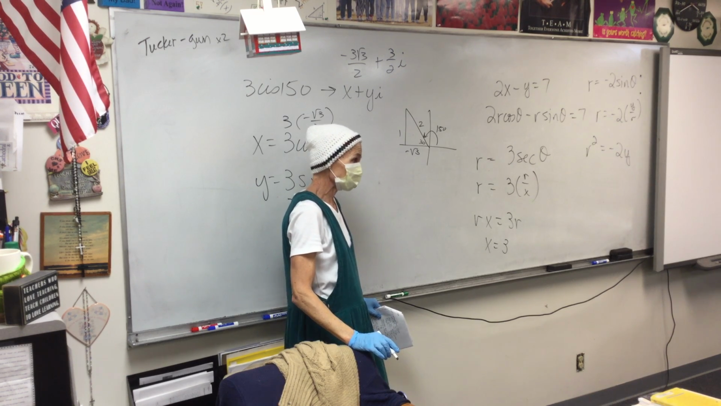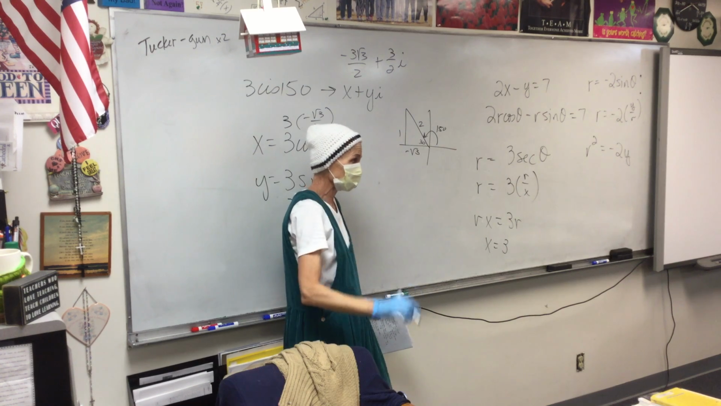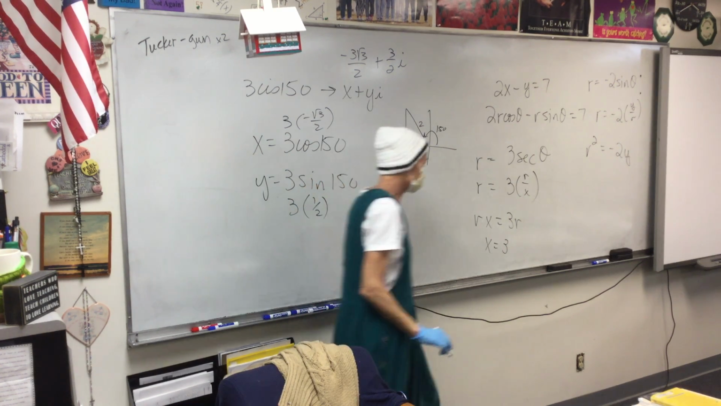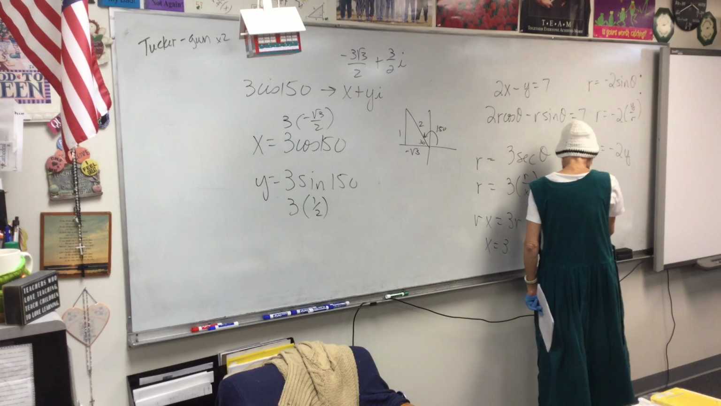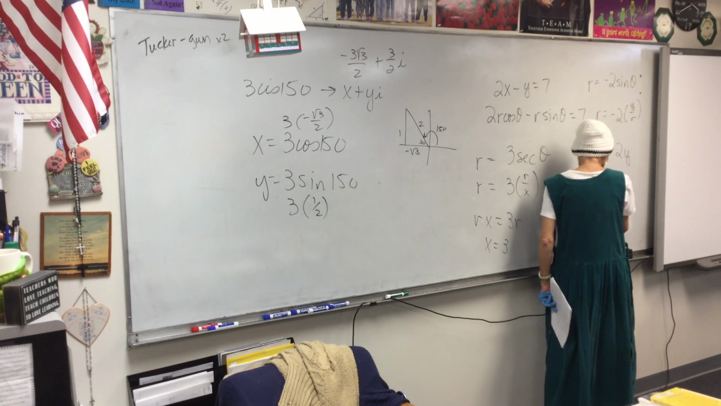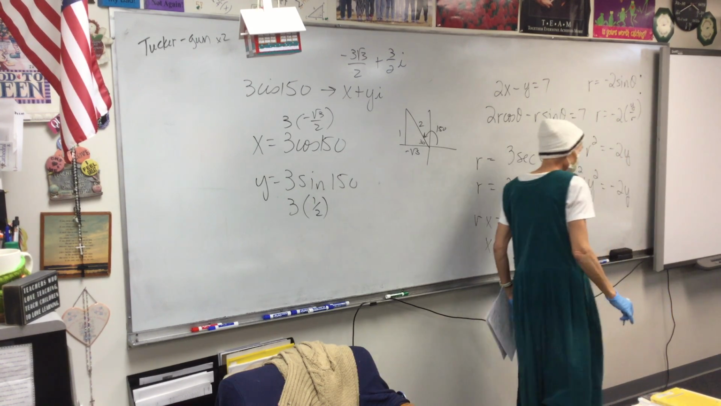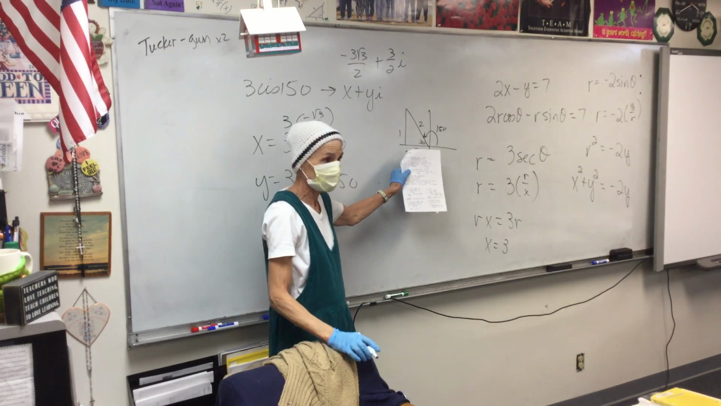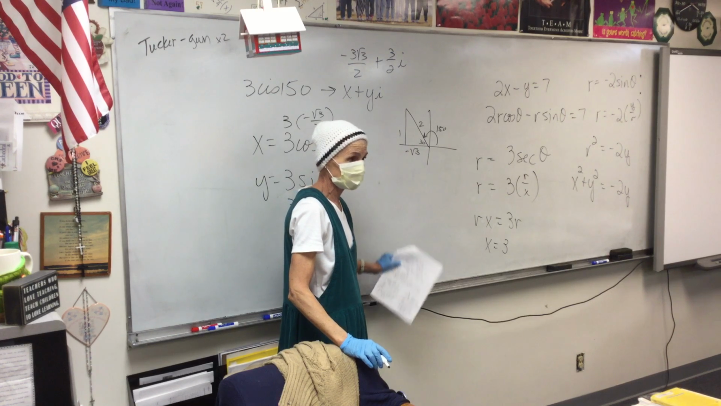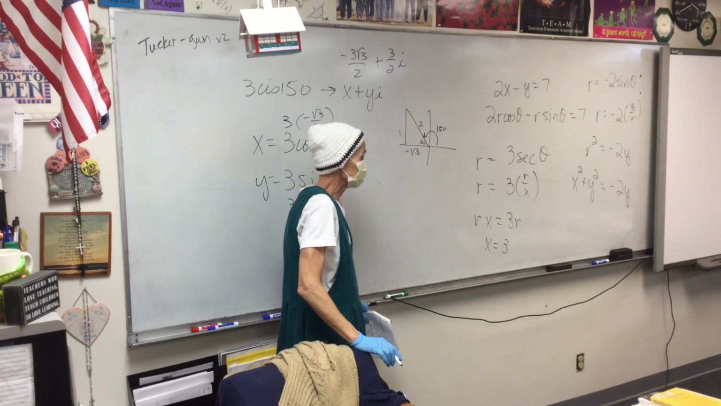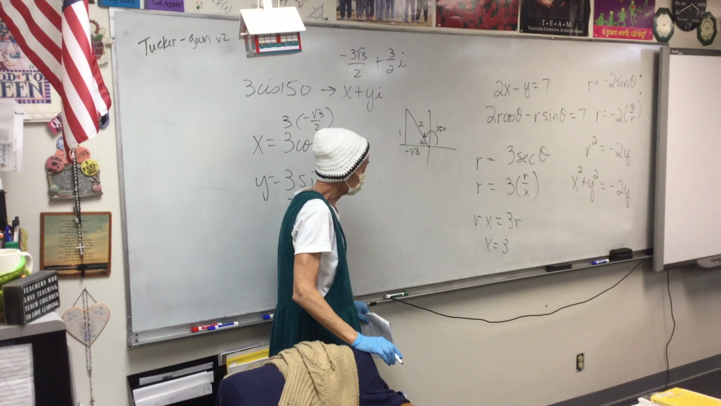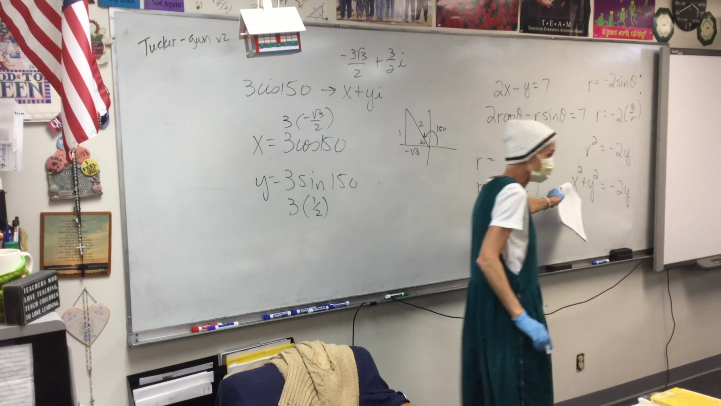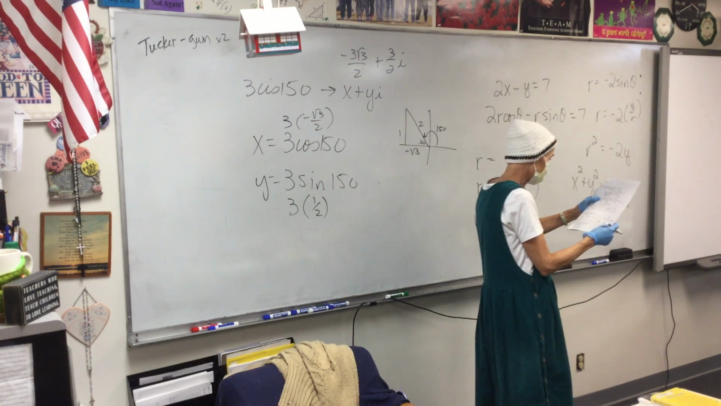Tell me about R squared. X squared plus Y squared is the Pythagorean theorem. X squared plus Y squared is R squared. That's how we found R, right? That's how we always find R. We do the Pythagorean theorem. Is that a rectangular equation? Yep, so we're done.